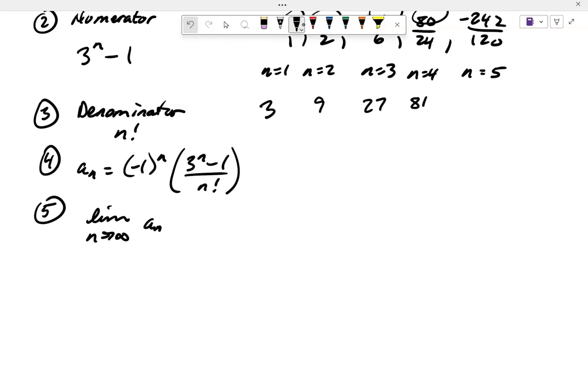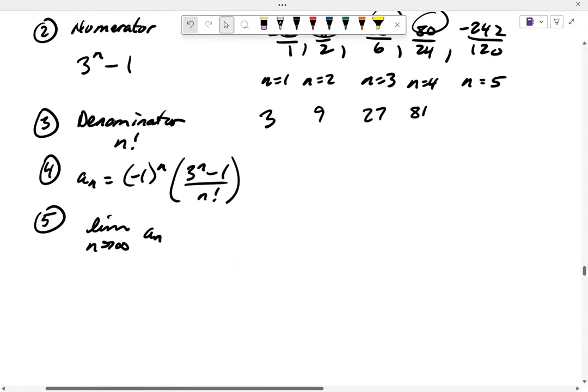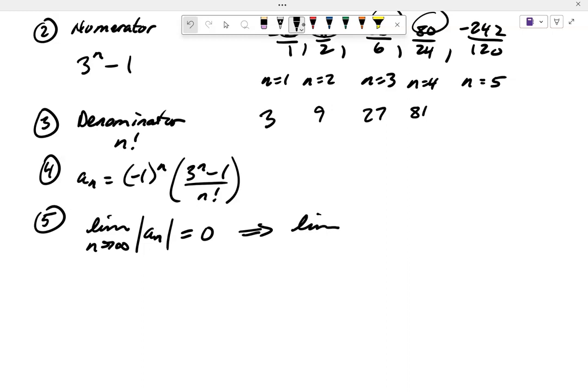And so then the question becomes, well, what happens? Does this converge or diverge? Well, there's a theorem called the absolute value theorem that says if the absolute value converges to 0, then the one with alternating signs, or in other words, without the absolute value, would also converge to 0. So let's think about this ignoring the alternating signs. In other words, let's apply this absolute value theorem for a minute.